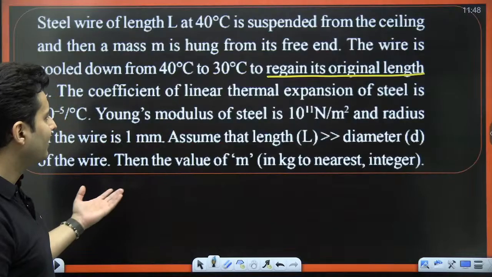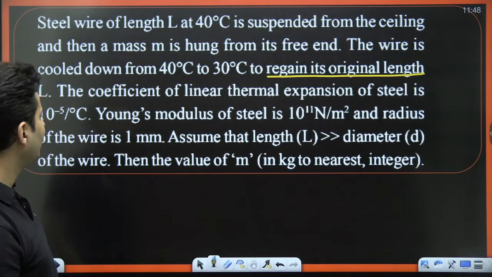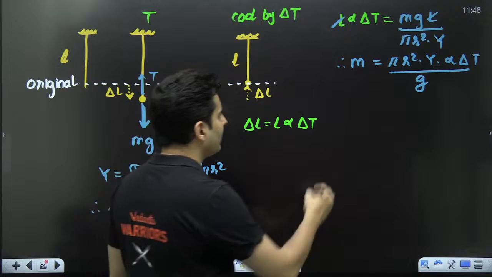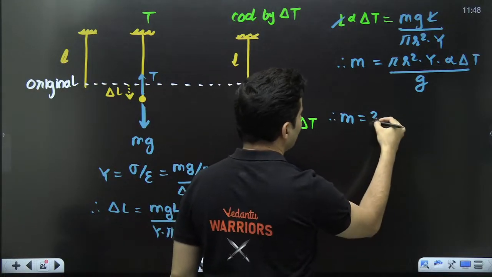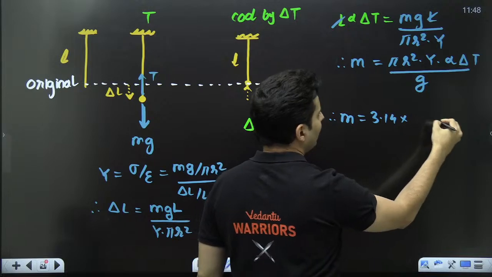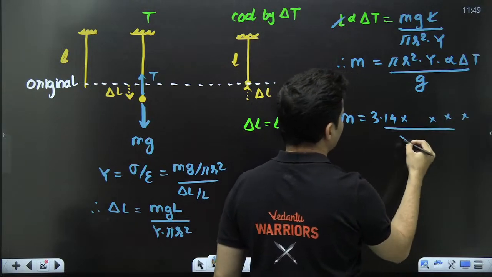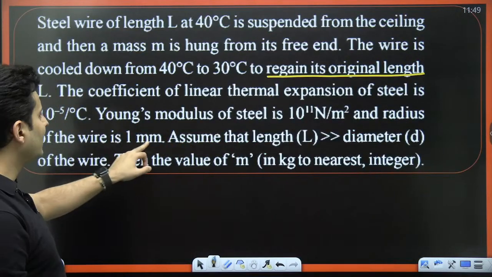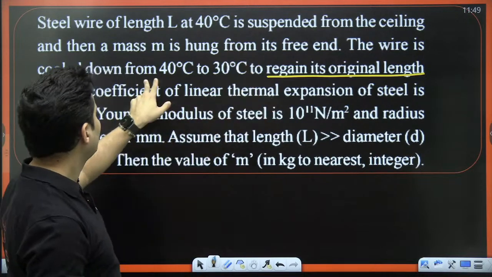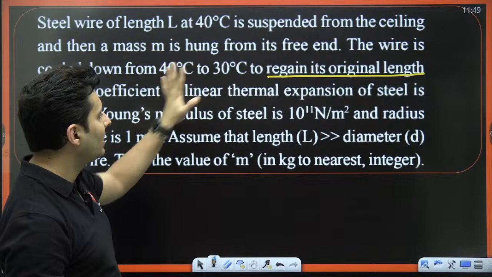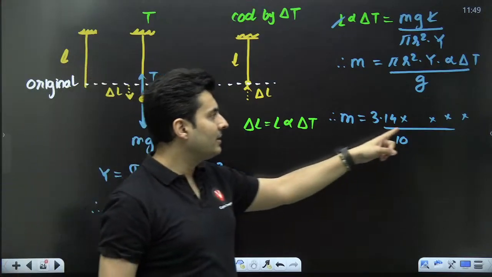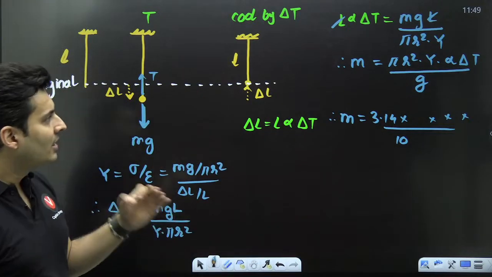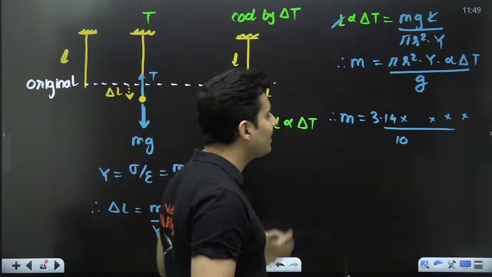Now substitute all the values and you will get the answer. Everything is given. Radius is given, everything is given. So you can substitute everything and you will get the answer. The way I see it right now, pi is 3.14, including g. Take the radius: radius is 1 millimeter. Modulus is 10 to the power 11. Change in temperature is 10. Everything is in powers of 10. Alpha is in powers of 10, Y is in powers of 10, delta T is in powers of 10.